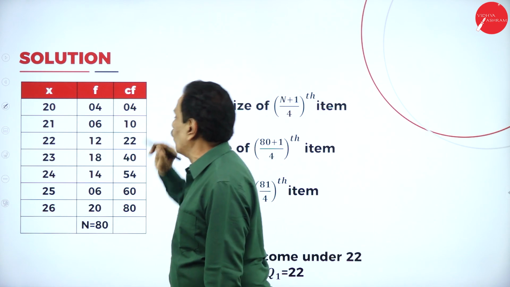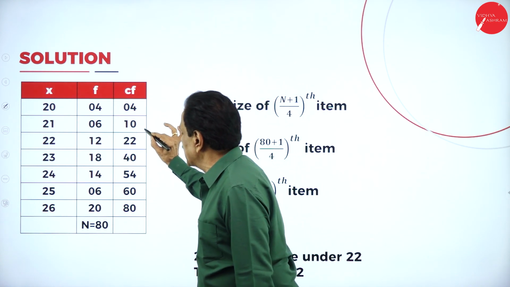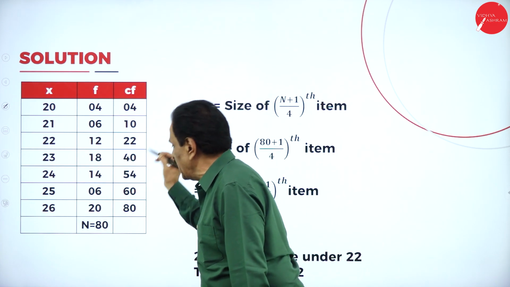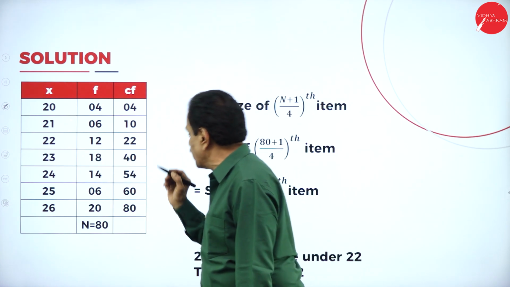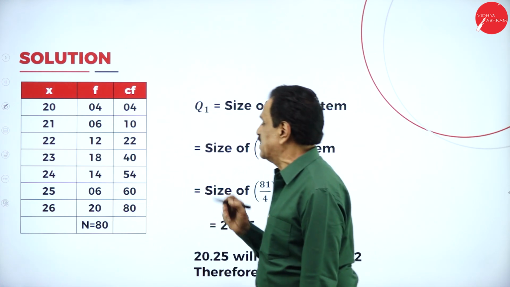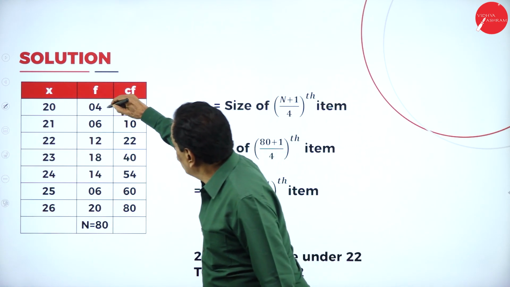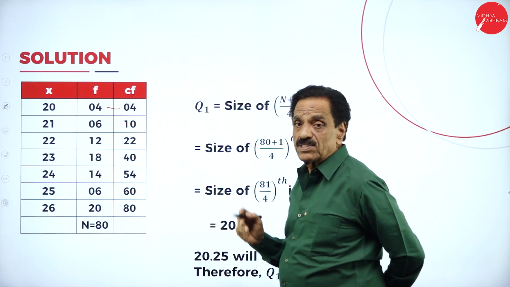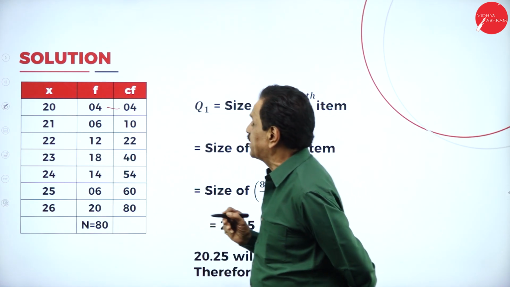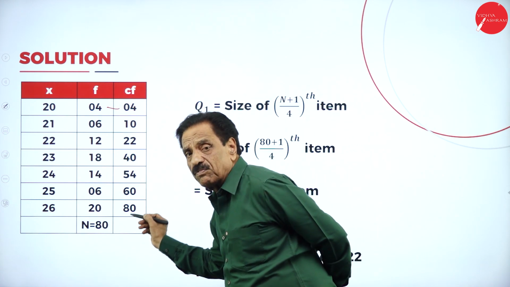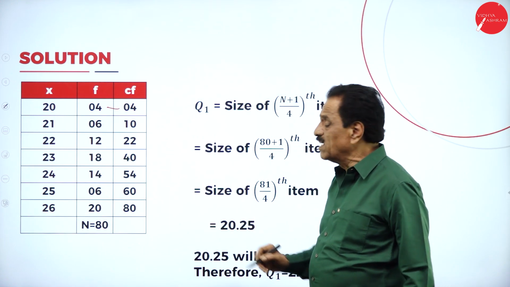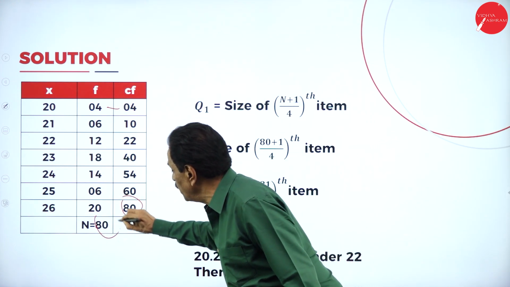What is the first one? 4. 4 plus 6, 10. 10 plus 12, 22. 22 plus 18, 40. 40 plus 14, 54. 54 plus 6 is 60. 60 plus 20 is 80. Once again, this is 4. 4 plus 6 is 10. 10 plus 12 is 22. 22 plus 18 is 40. 40 plus 14 is 54. 54 plus 6 is 60. 60 plus 20 is 80. So this and this should be one and the same.